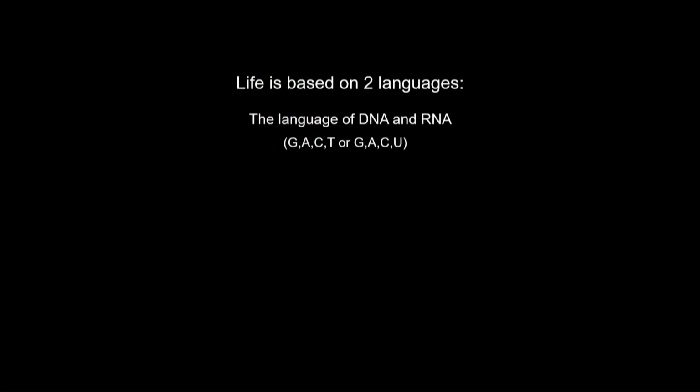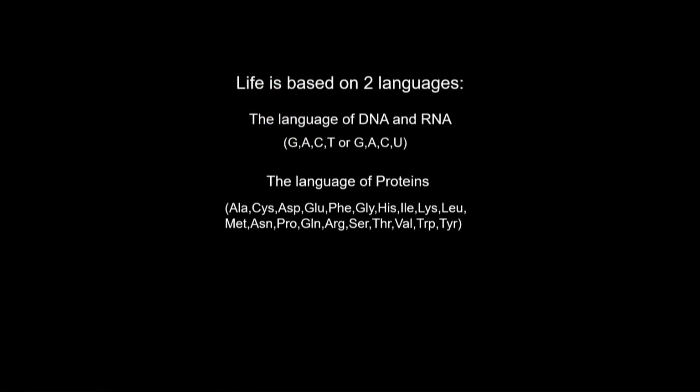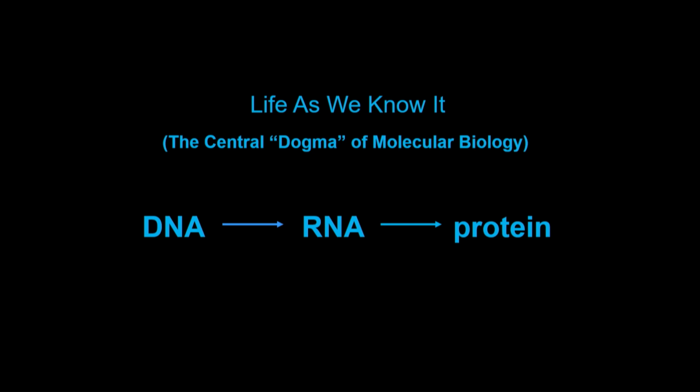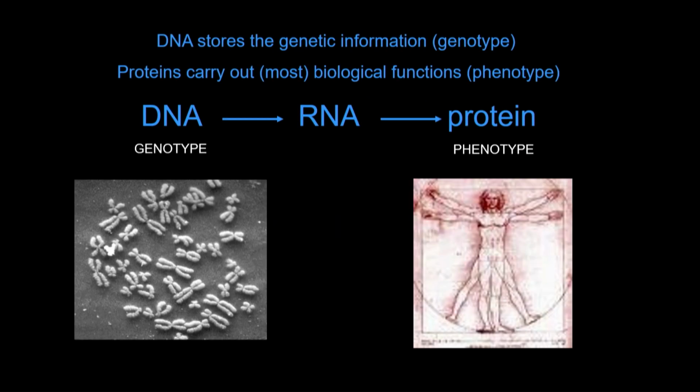let's see, where we are. So life is based on two languages, the language of nucleic acids and the language of proteins, as you know. And these are completely unrelated languages, as different as English and Chinese. And this is, as you all have seen, the central dogma. DNA encodes the genotype, and proteins, for the most part, create the phenotype.